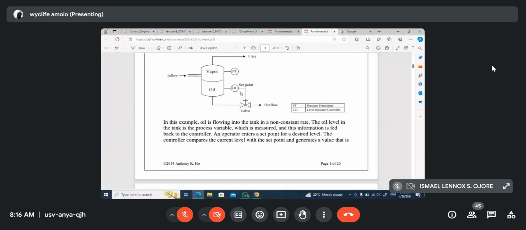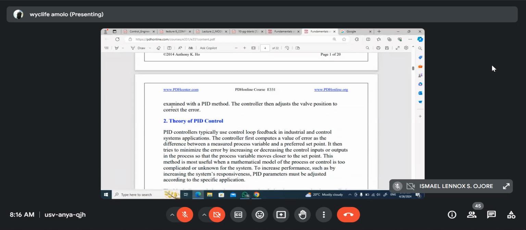So the set point is there. Based on this feedback, the level, the valve is supposed to adjust, and the outflow is based on the level. An operator enters a set point for a desired level. The controller compares the current level with the set point and generates a value that is examined by the PID method. The controller then adjusts the valve position to correct the error.